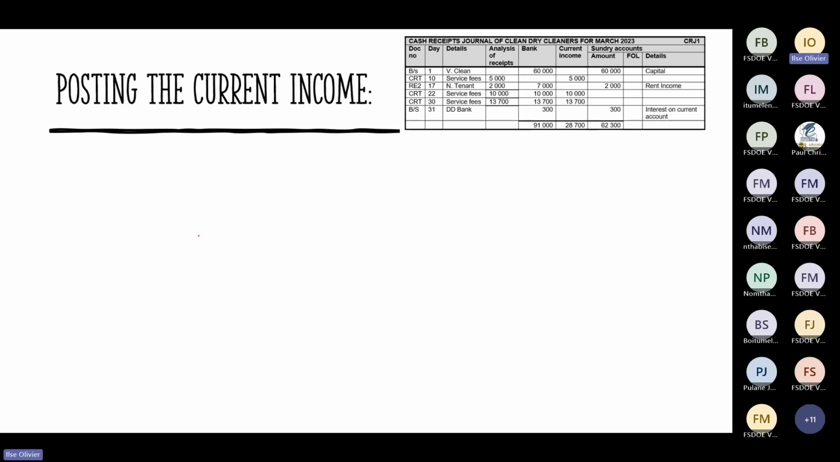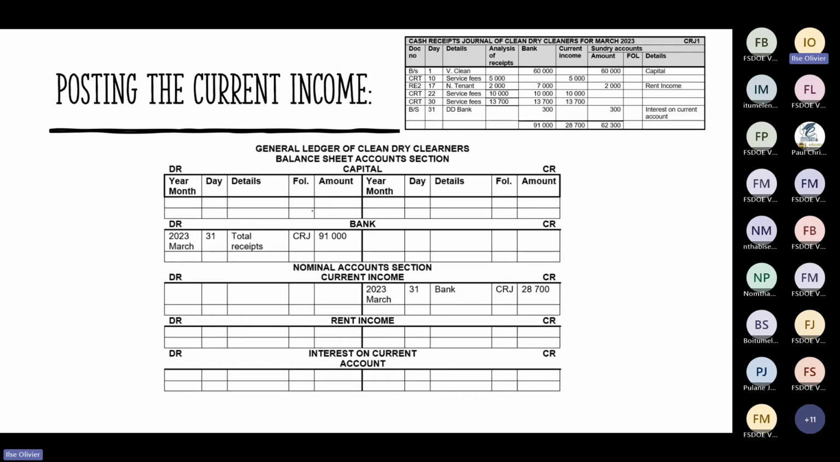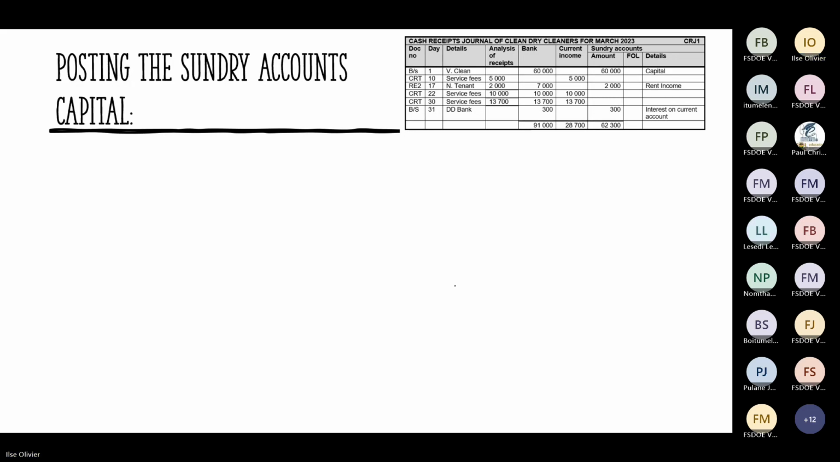The next column that we see after this is our current income. Now, our rule said bank is debited, so the rest is going to be credited. So let's see. We debited our bank because bank was an asset that increased. Now we credit current income. Why? Because current income is an income that increases my owner's equity.